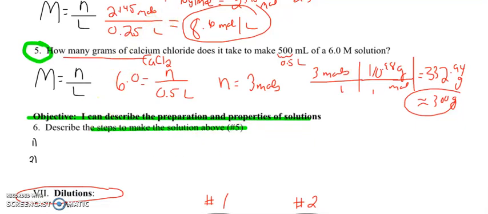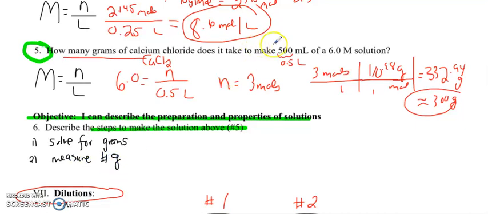So for number 6, we're going to describe the steps to make the solution above in number 5. So we already did the hard part. Number 1, you have to figure out grams. You have to solve for grams. So if you go to lab, you have to first have the number that you need, so solve for grams. Then we're going to actually measure out that number of grams.